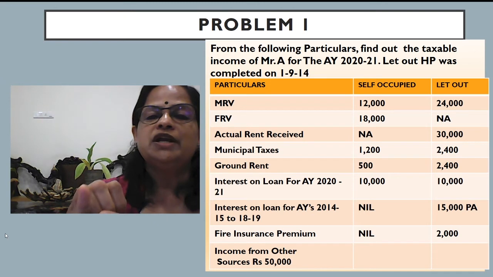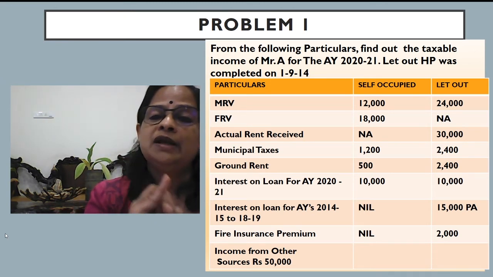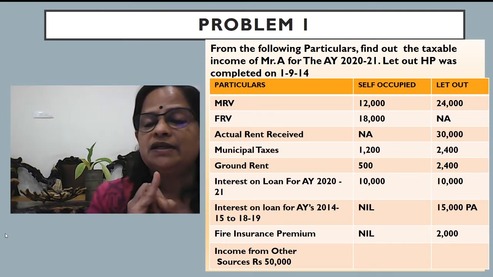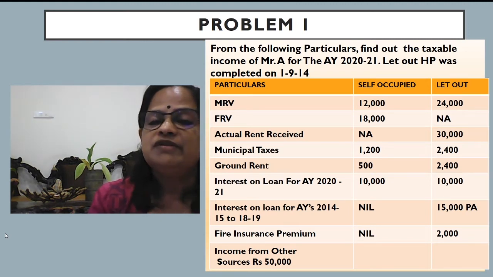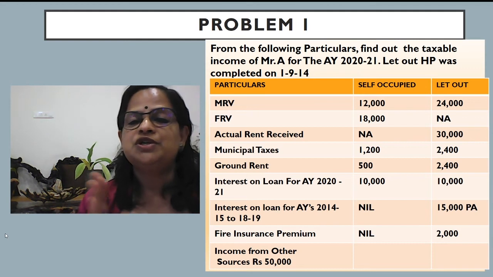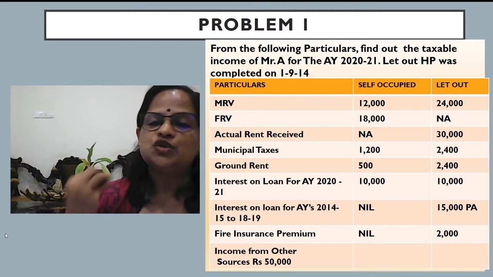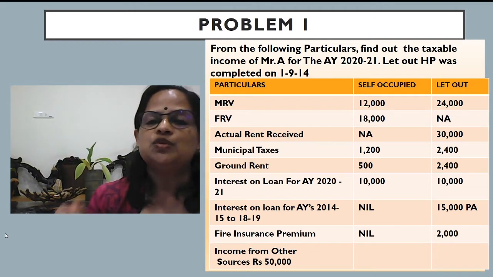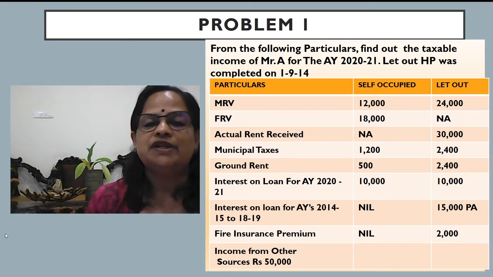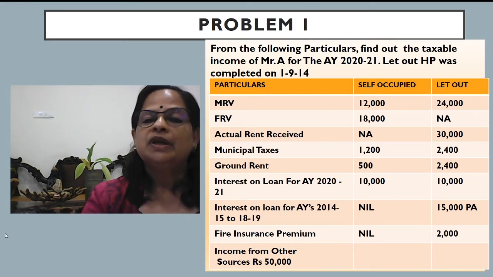Since the house was completed on 1/9/14, the date of claiming is 31/3/14 backwards, so the pre-construction period will end with 31/3/14. Five years are already completed and they are not eligible to claim the pre-construction period interest. Now fire insurance premium, there is no point in claiming that, because for let out house property anyway they will get 30% exemption. Income from other sources is 50,000. The advantage is that we can see the total income also with that.